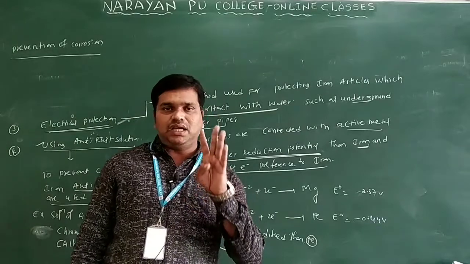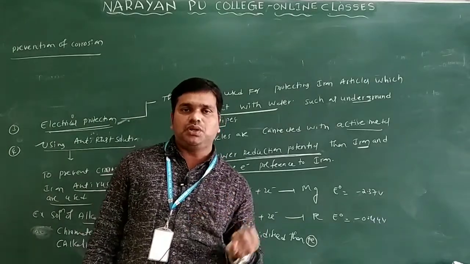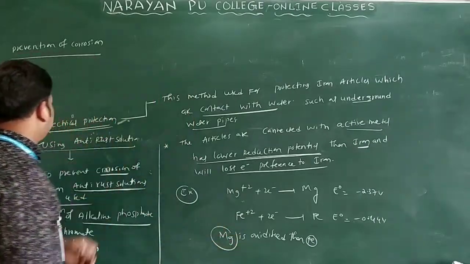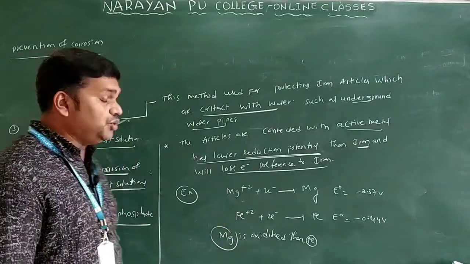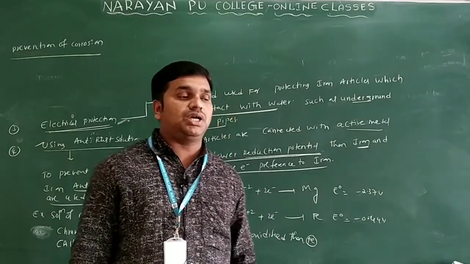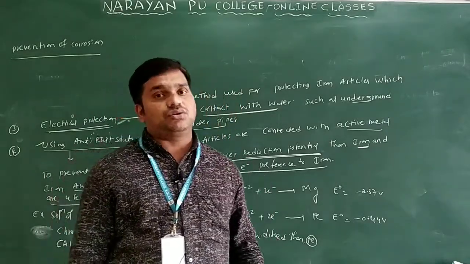We discussed here 4 methods. First one, barrier protection, next sacrificial protection, the third one we have electrical protection, and next one we have using anti-rust solutions only. So these are the methods we can use for the prevention of which one? Corrosion.